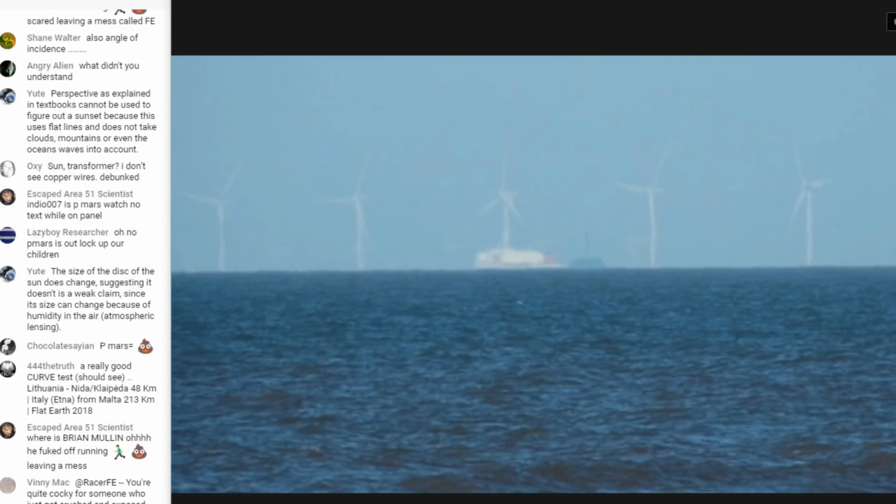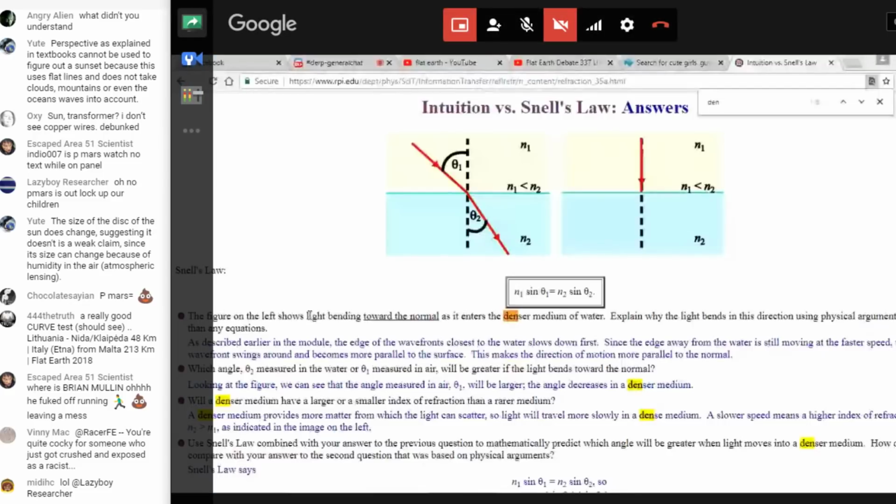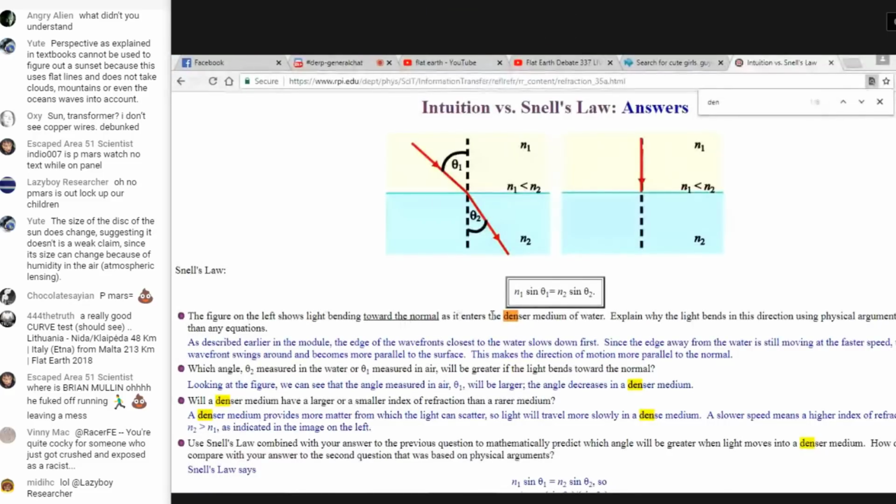Is it from a Metabunk site? Or is it from something credible? It's from rpi.edu, Department of Physics. EDU means education, right? So let's hear it. It says right here, Snell's law: the figure on the left shows light bending toward the normal as it enters the denser medium of water. Explain why light bends in this direction.